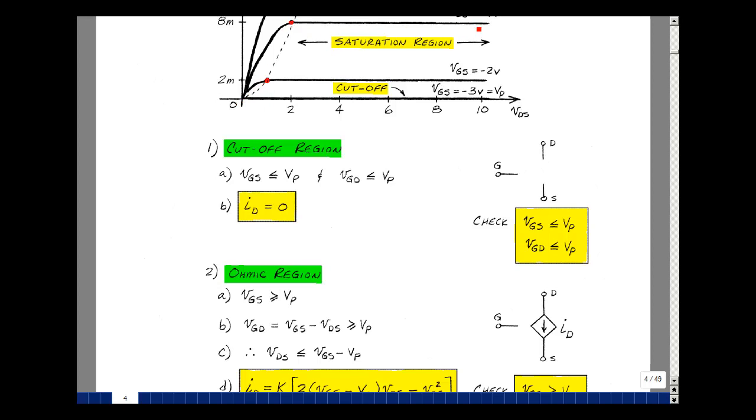The value here for the gate source is -1. -1 plus 3 is equal to 2. And here's where the drain source is equal to 2. And then we're less than or equal to that. That is showing where the ohmic region is.